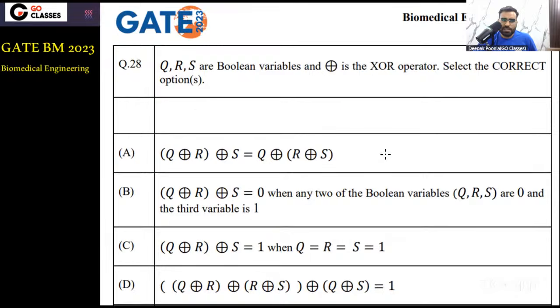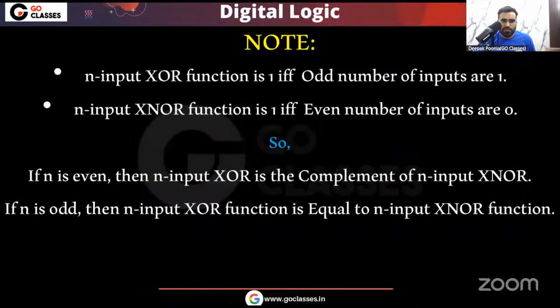Q, R, S are Boolean variables, and this question is related to XOR properties. Let's see option A. You can see the option A, that is basically associative property of XOR. We know XOR, XNOR, both are associative. So I can say that option A, that is definitely true. Okay, let me tell you about some properties of XOR, XNOR, which will help you solving this question. You can see, maybe you already know, but this is a note, or I can say recap or revision.